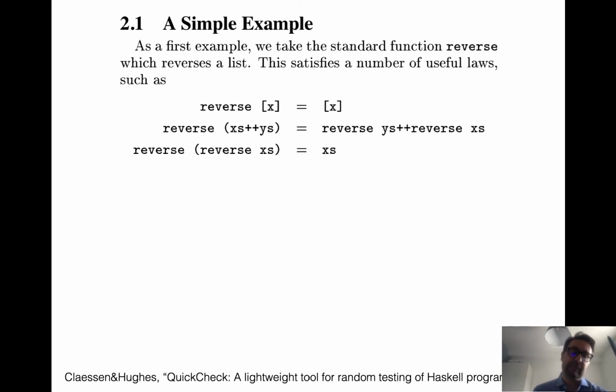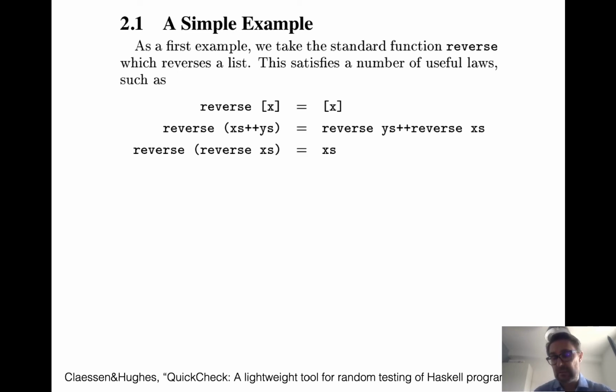And then we have the very simple thing that if we reverse the same thing twice, we get back the original thing, right? If you first reverse a list and then you reverse again, you should have the same thing. So these are three very simple laws. They are not the only ones you can think of, but they are a starting point.